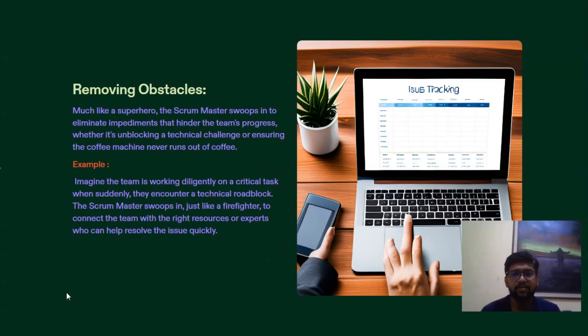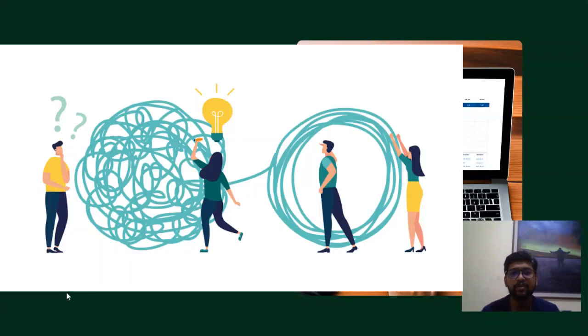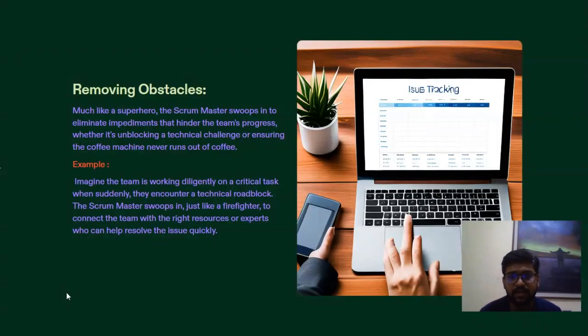The second role and responsibility is removing obstacles or impediments. Much like a superhero, the Scrum Master swoops in to eliminate impediments that hinder the team's progress. So this is the most important responsibility of a Scrum Master. He or she has to remove obstacles and impediments. What are obstacles? What are impediments? There are a lot of obstacles coming on a daily basis.